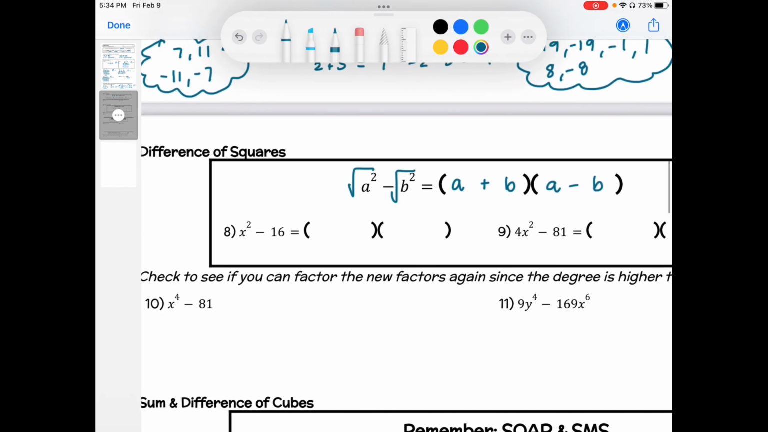All right, and then x squared minus 16. So I'm going to go ahead and take the square root of each of these. Square root of x squared is x. Square root of 16 is 4. And then I'm going to do plus and minus.